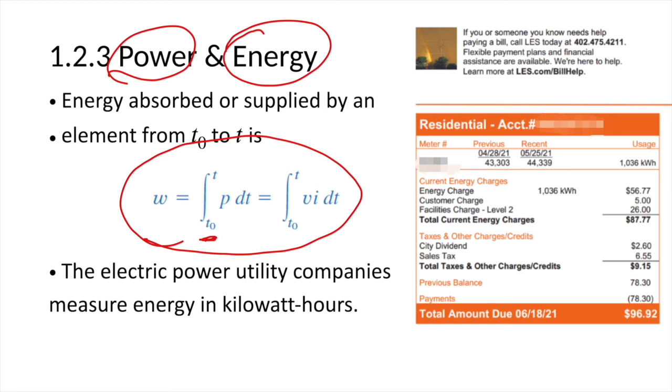So in the electricity bill, they do not use joule. The energy unit is J, right, joule. But in our electricity bill, it is more straightforward to use another unit called kilowatt hour, or watt hour. So it is the power multiplied by the time, kilowatt hour. You pay your electricity bill based on how much energy you use. Yeah, this is my electricity bill, LES, I live in Lincoln. So the electric power utility companies measure energy in kilowatt hours.